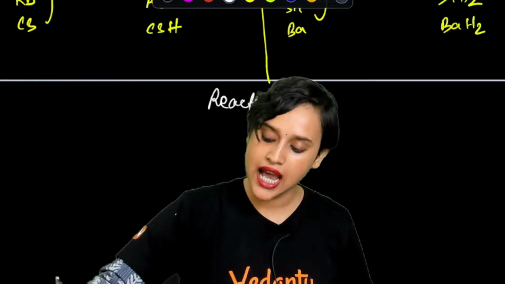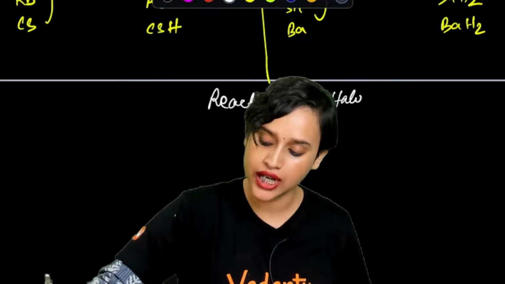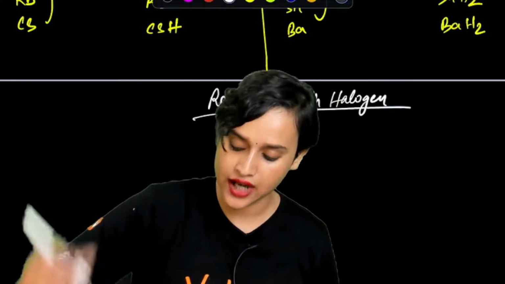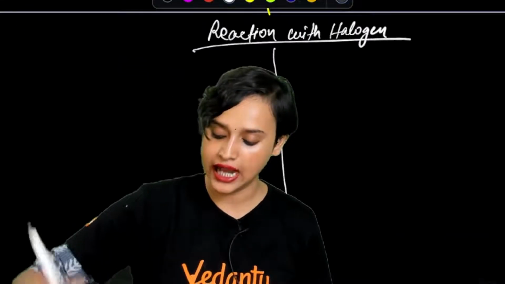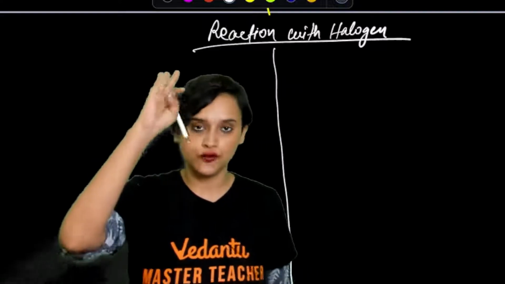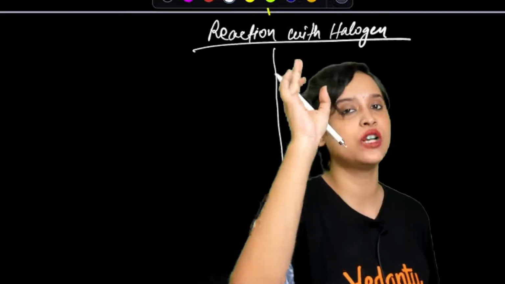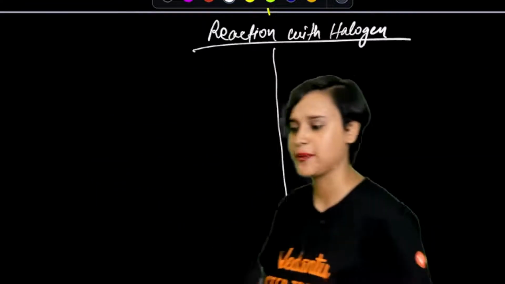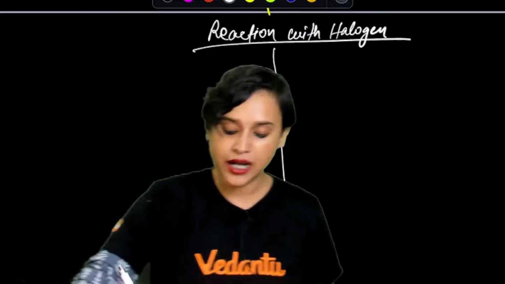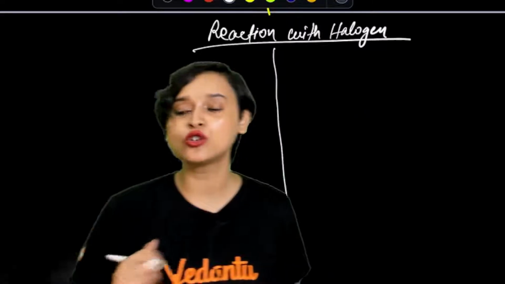Reaction with halogen, everybody. What is reaction with halogen? The halogens are fluorine, chlorine, bromine, iodine, astatine. So, chalo, let's learn about it. Tell me, what will group 1 form?